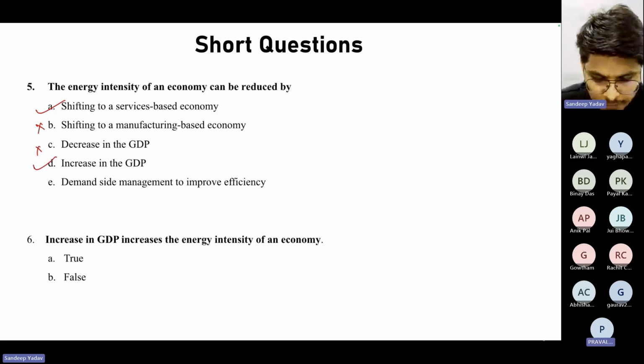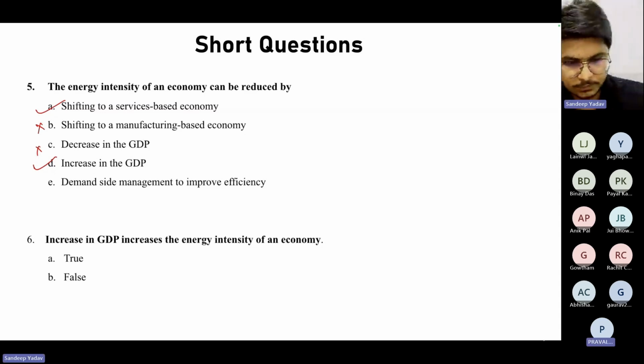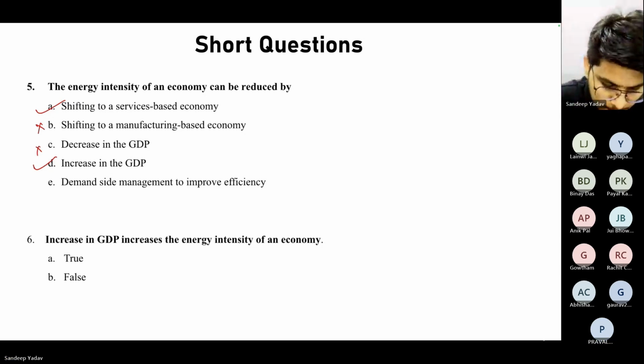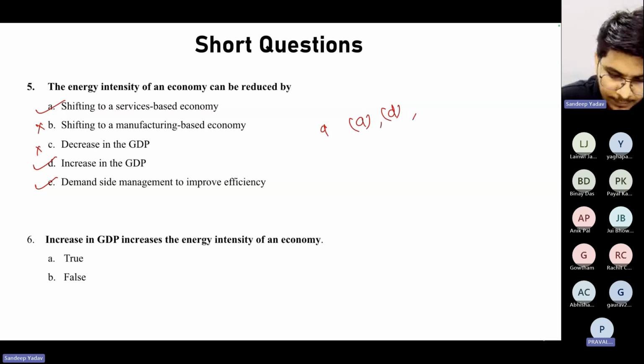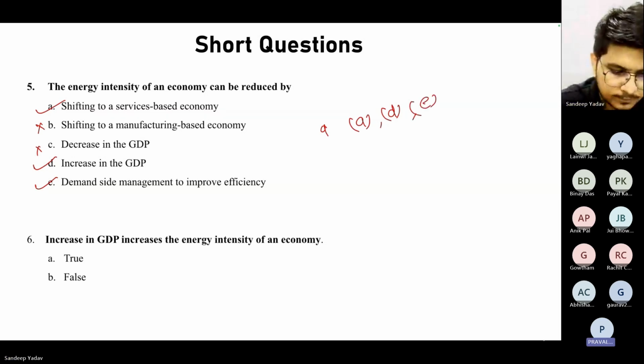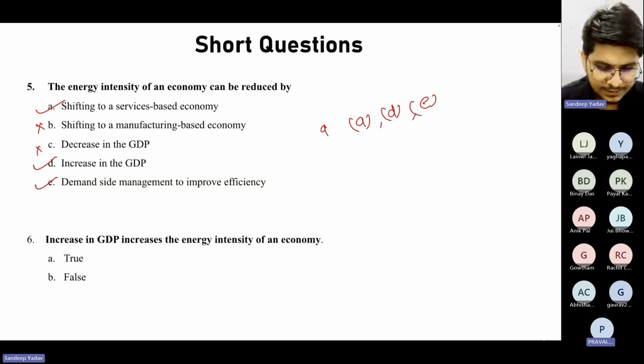Yes. Now finally, demand side management to improve the efficiency. Efficiency will always improve things in the economy. So the correct options will be A, C and E. Correct. Now that's a very related question. Every one of you can answer that.